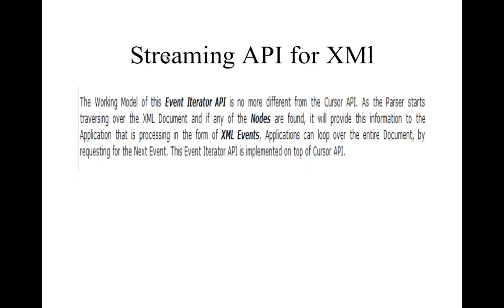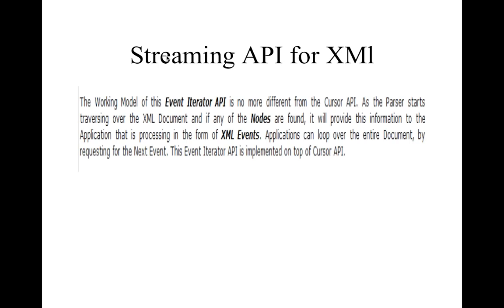And then for streaming API for XML, we are talking about the working model of the event iterator. The working model of this event iterator is no different from the cursor API. As the parser starts traversing over the XML document, if any of the nodes are found, it provides this information to the processing application in the form of XML events. The application can loop over the entire document by requesting the next event. This event iterator API is implemented on top of the cursor API.